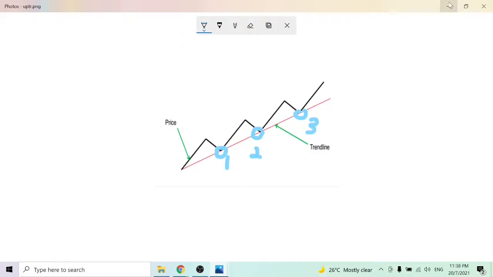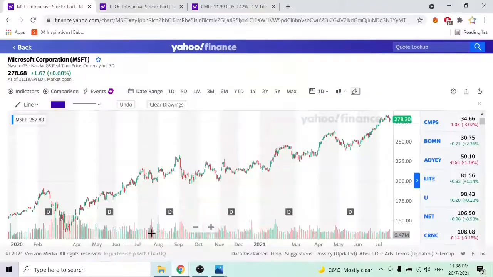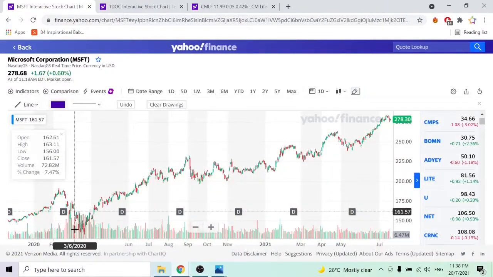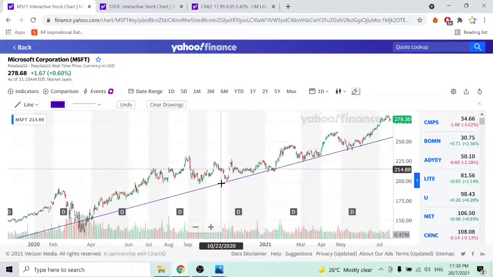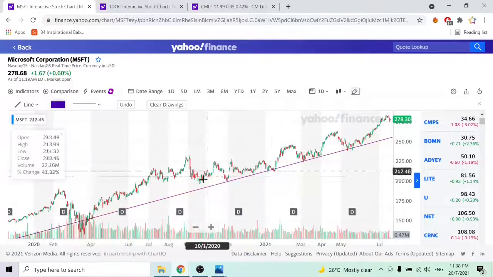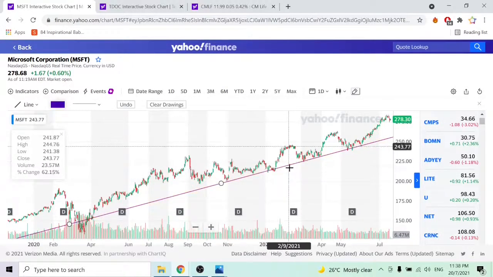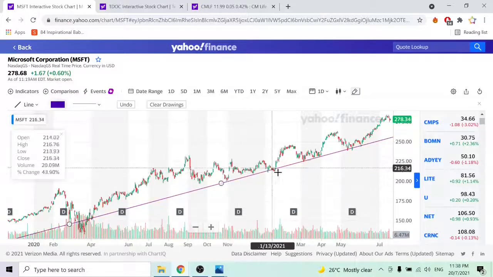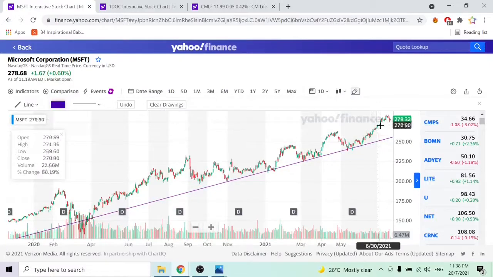Okay, so let's get a real life example in a Microsoft company. This is Microsoft stock, where we can draw a trend line from here to here. Lowest low, higher low, lowest low, higher low. This is a very good trend line. As you could see, normally it doesn't really breach this uptrend line. Whenever it touches this uptrend line, it will just spring back up, going down, spring back up. So this is a very good example of an uptrend line.